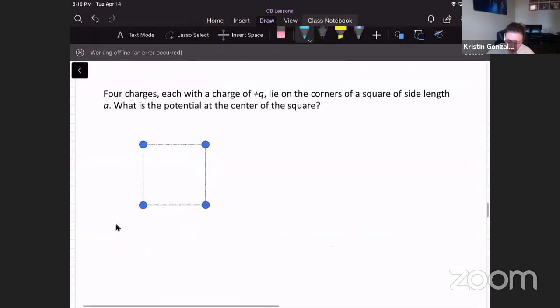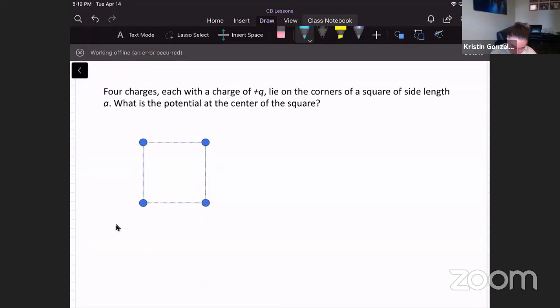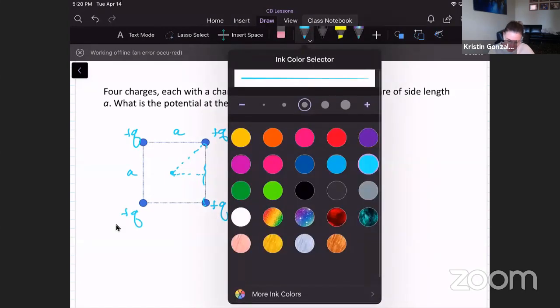Okay, and then what if we wanted to know what the electric potential was at the very center? These are still all positive Q, with A on each side. So we want to know what the electric potential is. Well, the electric potential comes from each of the individual charges. The electric potential V is KQ over R, and I've got a KQ over R to each one of these charges.